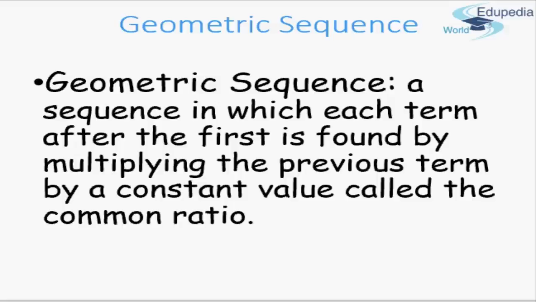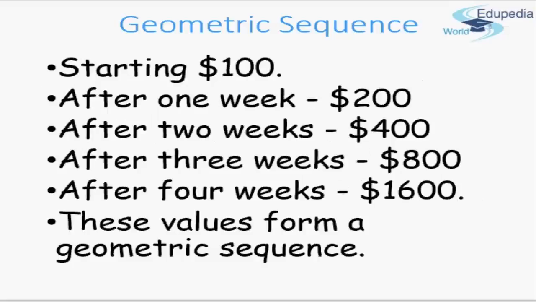So this is how you can define a geometric sequence: a sequence in which each term after the first is found by multiplying the previous term by a constant value called the common ratio. Now it is not saying that it's going to be multiplied by a particular number, because then you would multiply 100 by 2, then 100 by 4, 100 by 8. It doesn't work like that. In this particular example, you can see that the common ratio is basically 2.